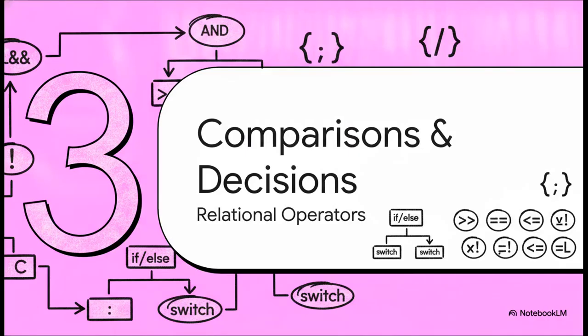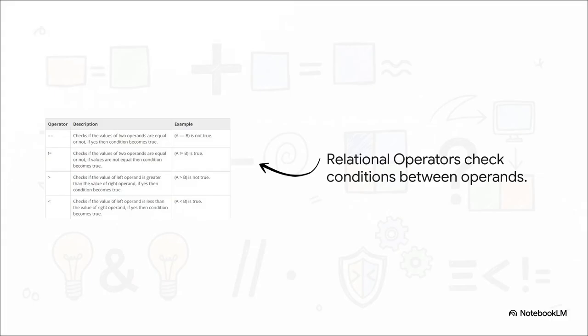All right, Section 3. Comparisons and decisions using relational operators. Relational operators basically check if a specific condition between two operands is true or false. You have your standard greater than, less than, greater than or equal to, and less than or equal to. But keep an eye on the check for equality. It requires a double equal sign. And if you want to check if two values are not equal, you use an exclamation point followed by an equal sign. Whenever an expression contains one of these, we call it a relational expression.